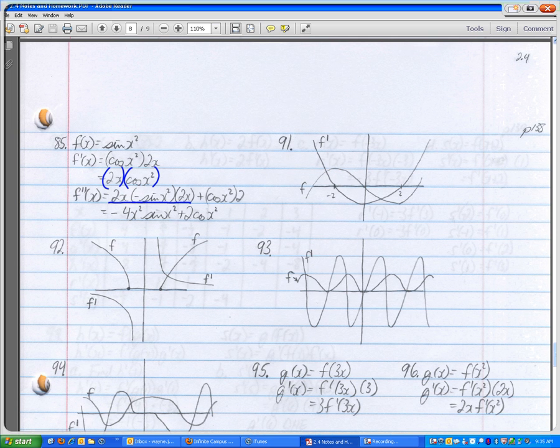And what's the derivative of 2x? 2. And then simplify. 2x times a negative times a 2x will be a negative 4x squared times the sine of x squared. And then put the 2 in front of the cosine to put plus 2 cosine of x squared.